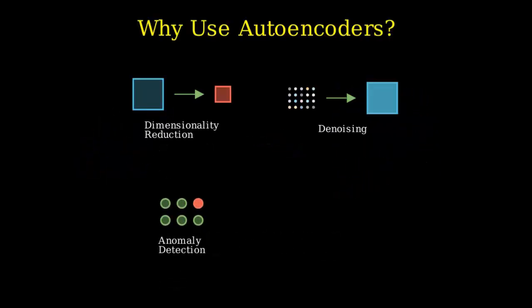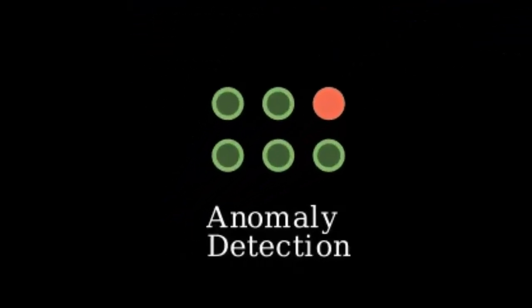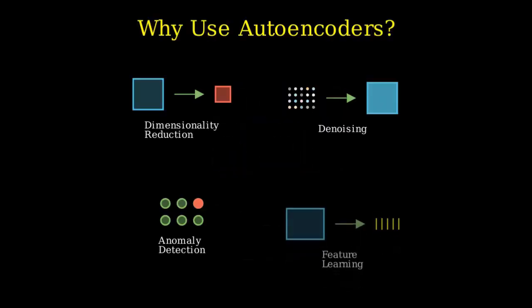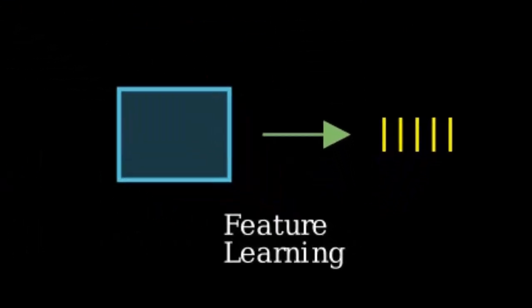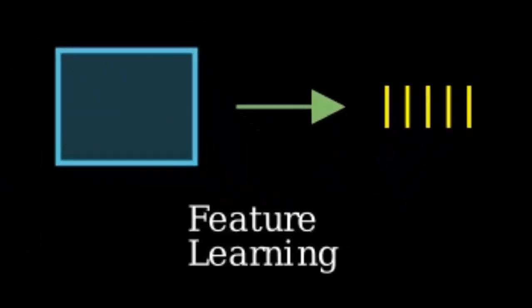The third is anomaly detection. They are excellent at identifying outliers. If the network can't accurately reconstruct an input, it likely represents an anomaly or a rare event. The fourth use case is feature learning. Crucially, the encoder extracts the most important features of the data, which can then be used as inputs for other supervised models.